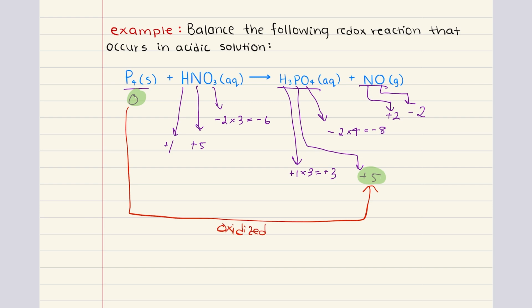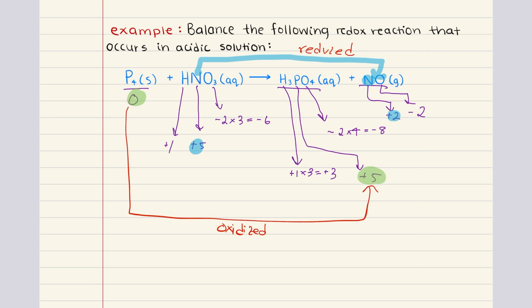Nitrogen, on the other hand, has an oxidation number of +5 on the reactant side. It reappears in the products as nitrogen monoxide, and it has an oxidation number of +2. Going from +5 to +2, that's a decrease in the oxidation number, which means it's gaining electrons and it's reduced. So to summarize here, phosphorus is being oxidized in this reaction and nitrogen is being reduced.